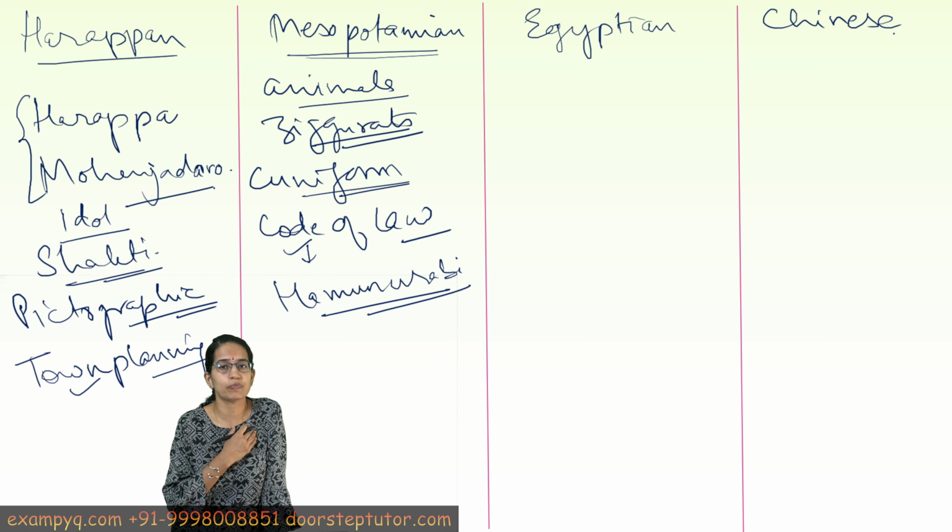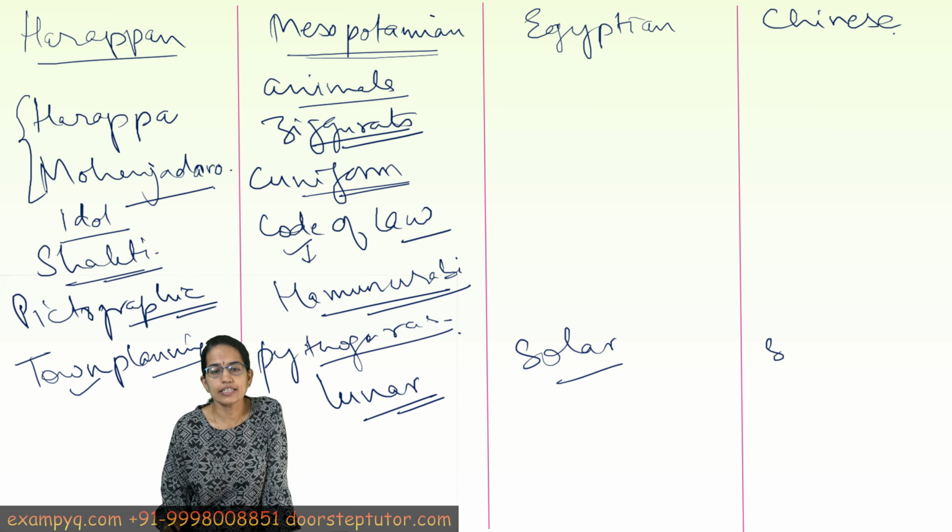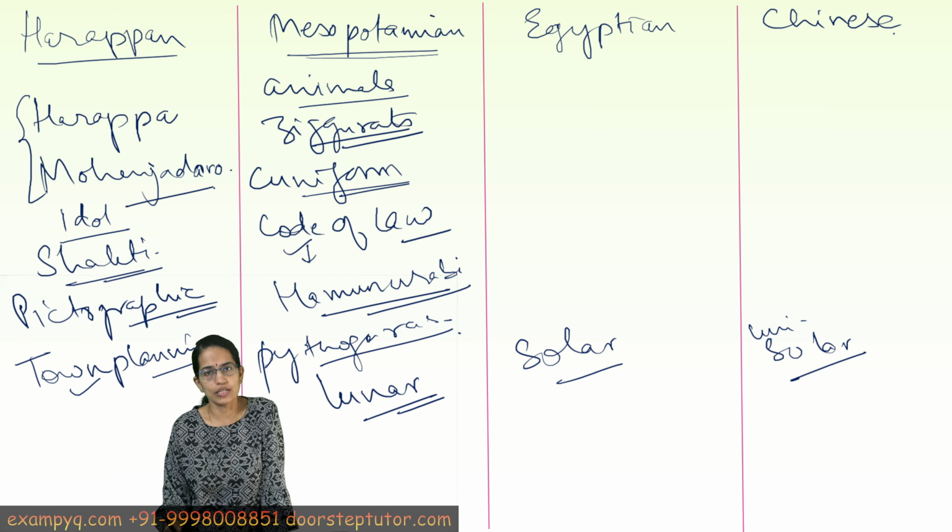Mathematics was at its peak, with 360 degrees being defined in a circle and 60 minutes in 1 hour. Then there was one of the important discoveries, the Pythagoras theorem, which was discovered in the Mesopotamian period. Also, the calendar was the lunar calendar, in contrast to the Egyptian, which was the solar calendar, and the Chinese, which was the lunisolar calendar. So lunisolar means lunar as well as solar calendars.